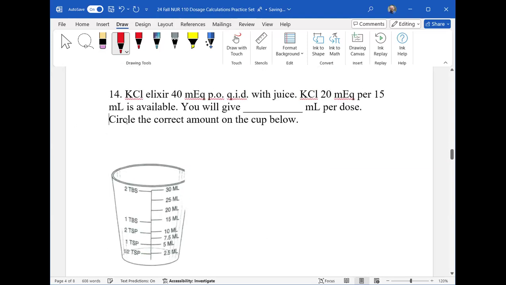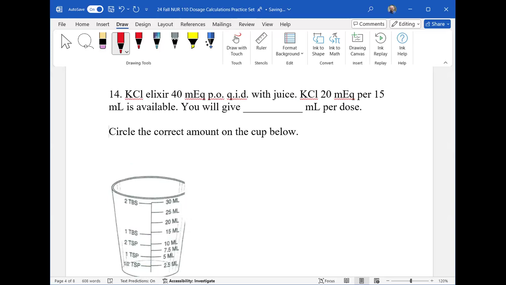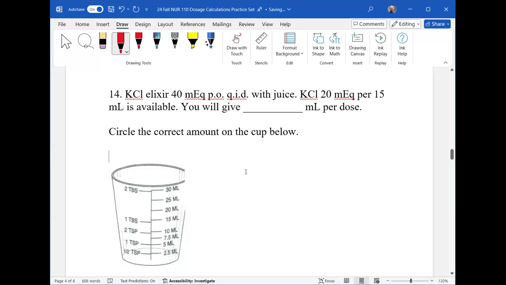So one of the questions you'll get, even if you get this on the Blackboard test, is they might not tell you to circle the correct amount. They might tell you to drop a marker on the correct amount, so you could still get the same answer. So this tells you the order is potassium elixir, and then it says 40 milliequivalents PO QID. Sometimes students get hung up on milliequivalents, mainly because it's the first time they're seeing it. They don't quite understand what they're looking at there.